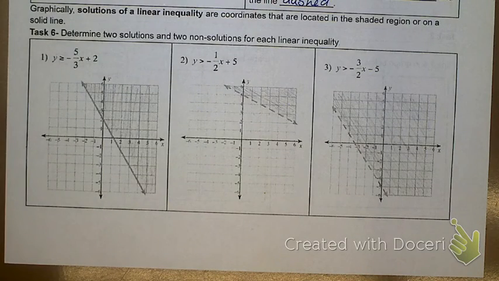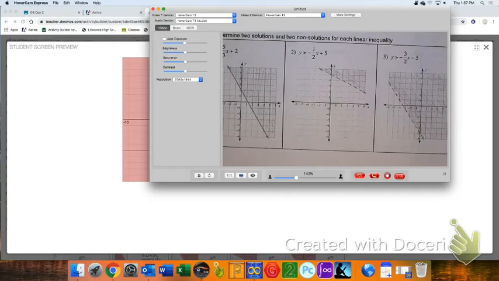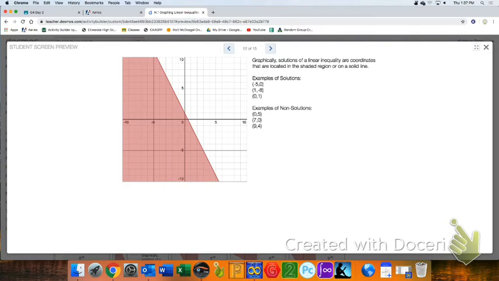These last 3 problems, if you go back to your Desmos page, well, this isn't on your notes, but graphically, solutions of an inequality are coordinates that are located in the shaded region or on a solid line. Not on a dotted line, but on a solid line. Okay? So, some examples of solutions for this graph right here are the point -5, 0. Do you see the point -5, 0 where my mouse is right there? That is a solution because it's in the red shaded area.